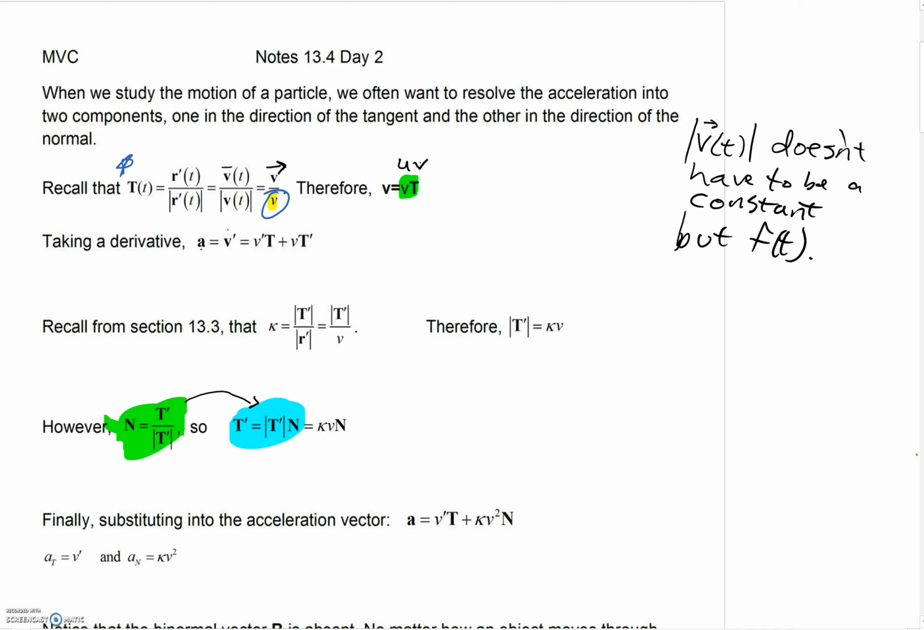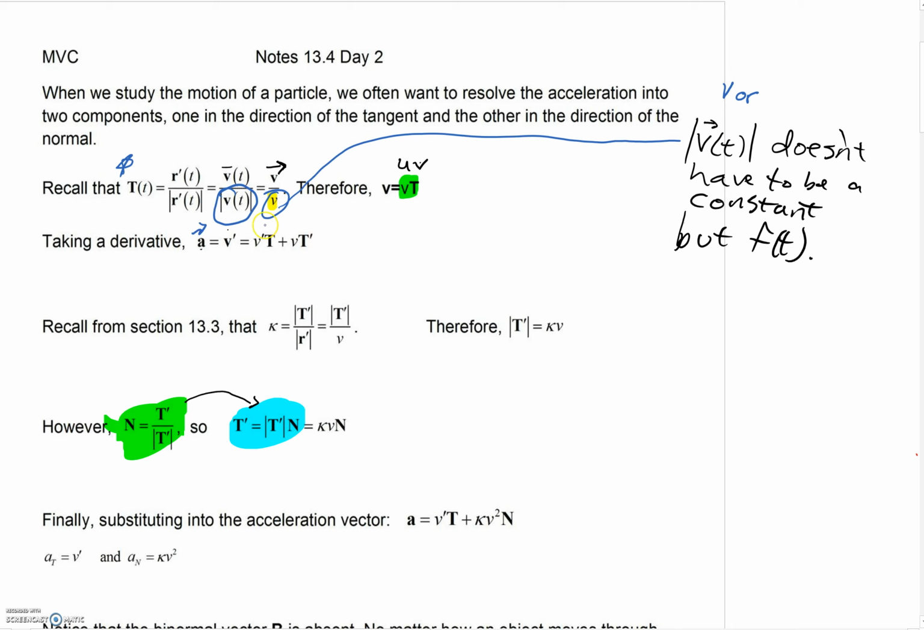Now, please do understand that the length of the velocity vector, whether we write that with the absolute value or without, when we don't have the absolute value, of course, we don't use the arrow. I guess what I'm trying to show you is that v, this length of the velocity vector, does not have to be a constant. It could be a function of t. And that's very, very important where we're going next.